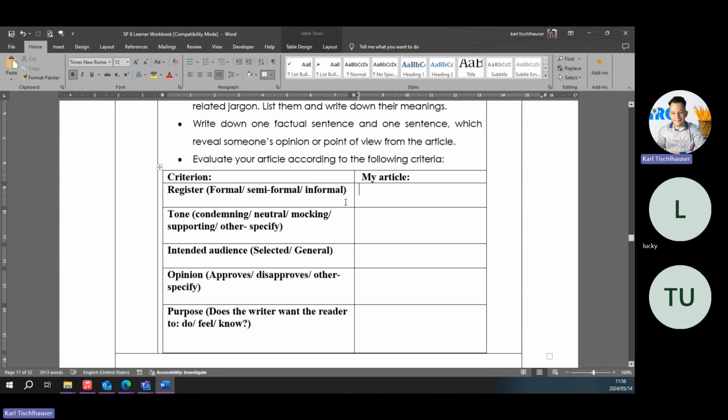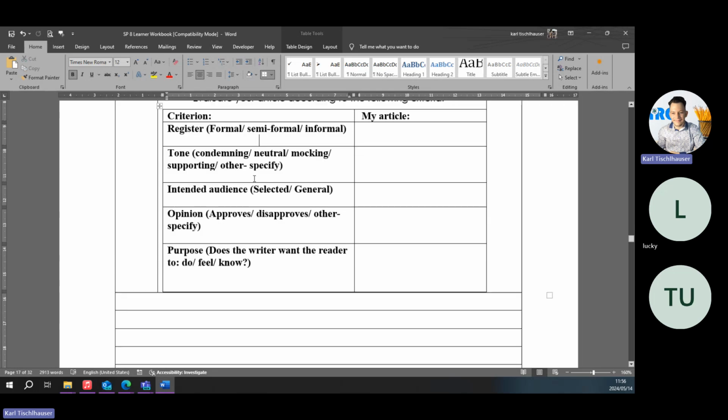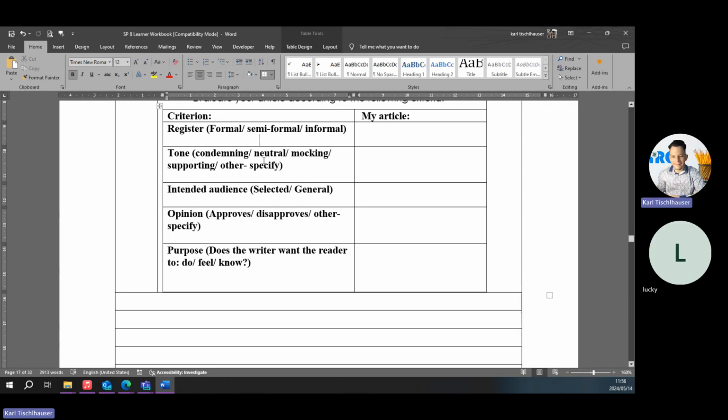So what is the register? Is it formal or informal? There isn't semi-formal. That's not a real thing. Then tell us what the tone is. Is it condemning? Is it neutral? Is it mocking? Is it supportive? Is it happy, sad? There are other tones.